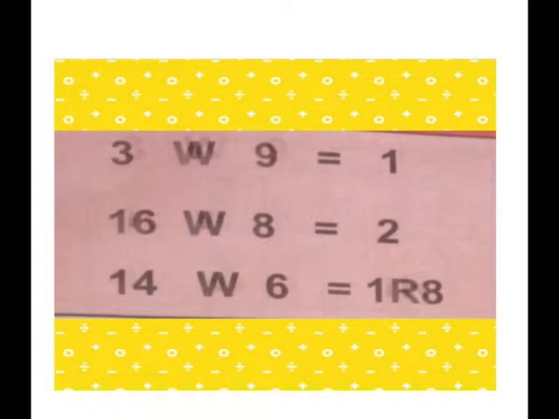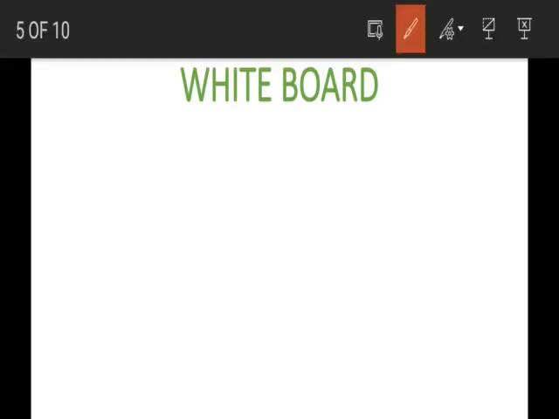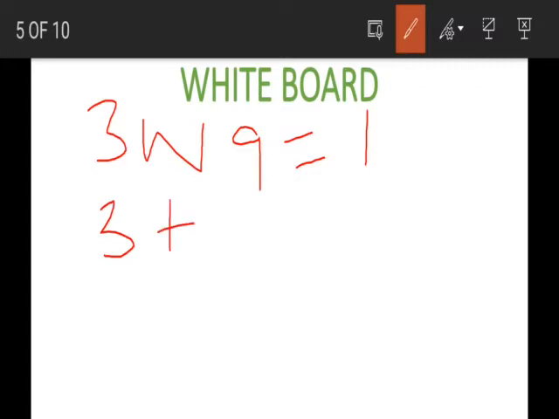Now, let's go to our board. In this very example, that W stands for plus. So if you see something like 3W9 equals 1, what does this mean? This simply means 3 plus 9 equals 12.